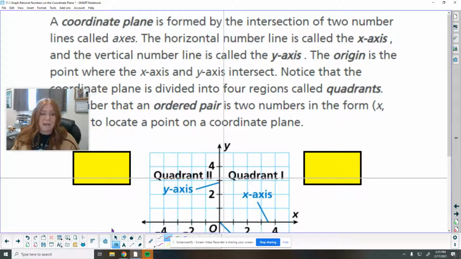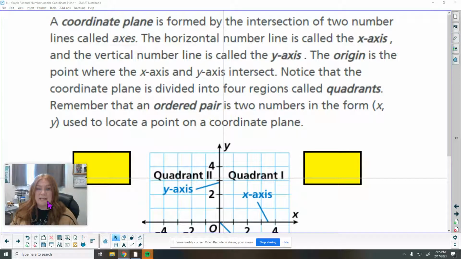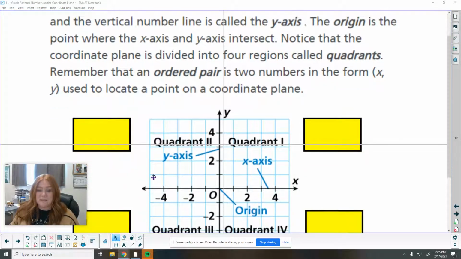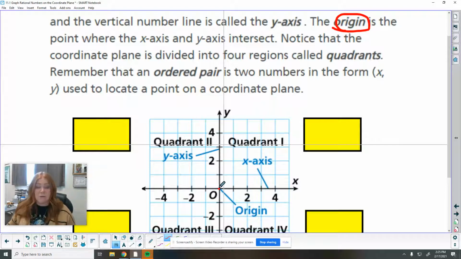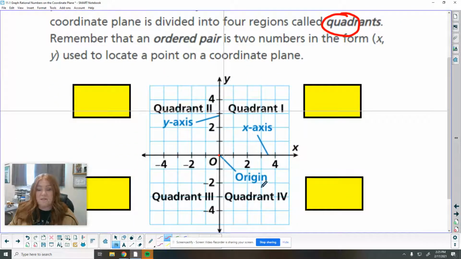A coordinate plane is formed by the intersection of 2 number lines. So we have our x-axis that goes across and our y-axis going up and down. Our origin is always where it starts, and that is (0, 0). That's our origin every time. We always want to start from (0, 0). Then it's divided into 4 pieces. We talked about quadrilaterals yesterday. Quad means 4. So here we have these 4 quadrants.